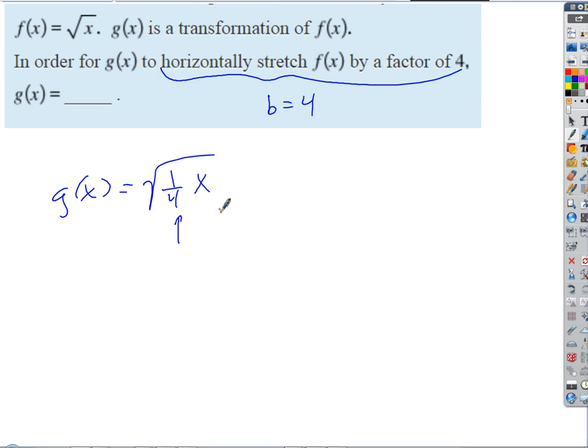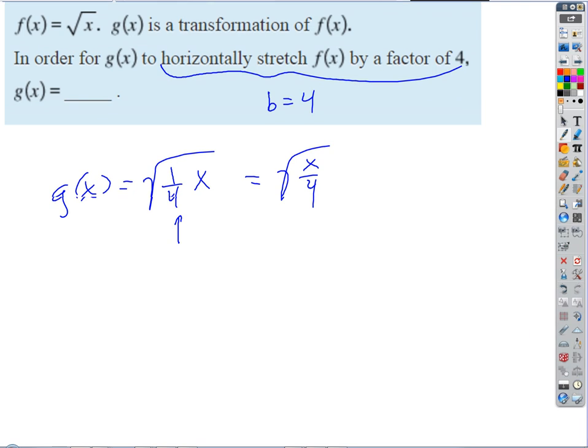And if I simplify that, there's something I can do to this. What's 1/4 times x if I write that as a fraction? So 1/4 times x over 1, I just multiply straight across. It's x over 4, right? So I get the square root of x over 4. How can I simplify that?